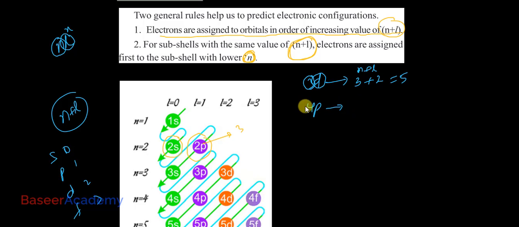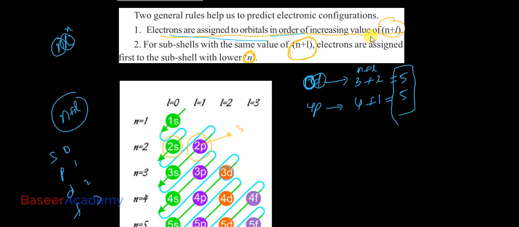Let us do the same thing for this also. N value is 4 here. L value for p is 1. So 4 plus 1 is 5. Both of them in this case have the same n plus L value. But which has a lower n value? 3d has a lower n value. That is the reason the electron will first occupy 3d orbital and then it will occupy 4p orbital. So this Aufbau principle is pretty easy.